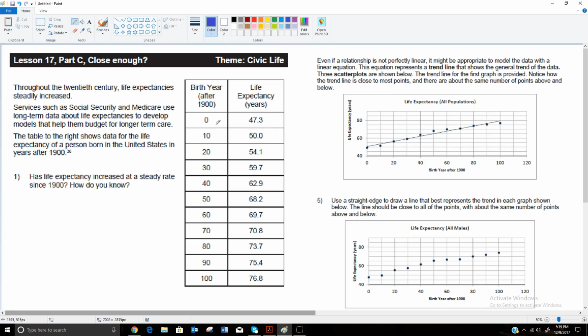This is your birth year, so if you were born in 1900, you had a life expectancy on average of 47.3 years. If you were born in 1910, you were expected to live to be 50. Again, remember, this is when you were born, not when you died. So if you were born in 1910 and were expected to live 50 years, that means you were expected to live until 1960, just so you understand what we're looking at.